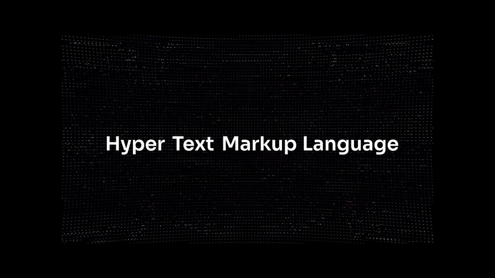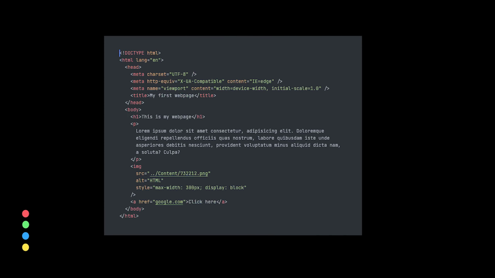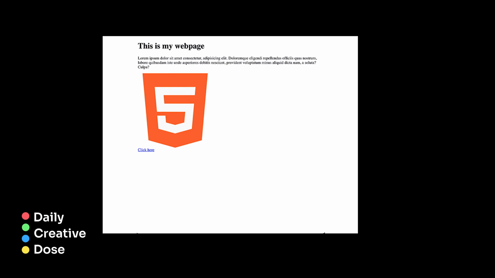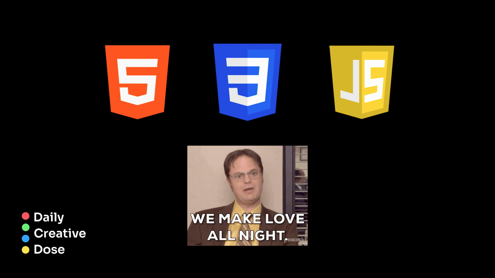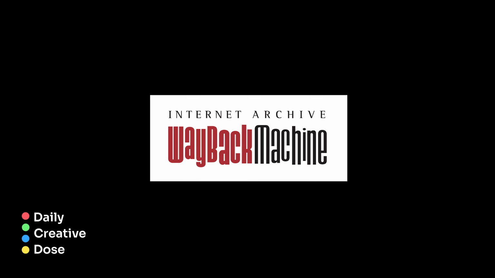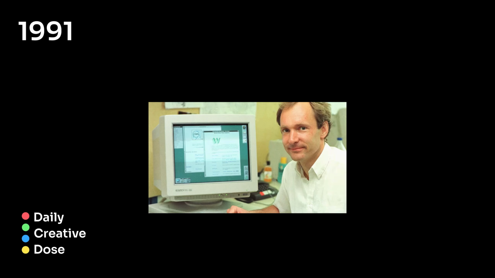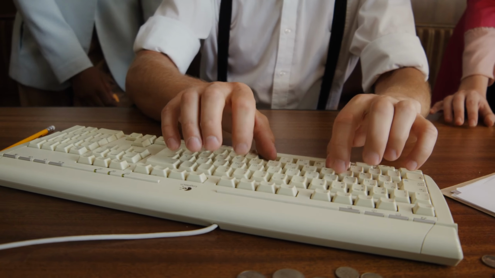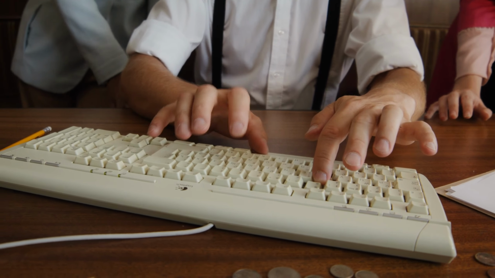Hypertext Markup Language, or HTML, is the standard language for displaying documents and websites in a web browser. HTML can be assisted with languages like CSS and JavaScript. The origin of HTML starts in 1991 with a British man called Tim Berners-Lee. He wanted easier access and reading of scientific documents at the company he worked for, called CERN.